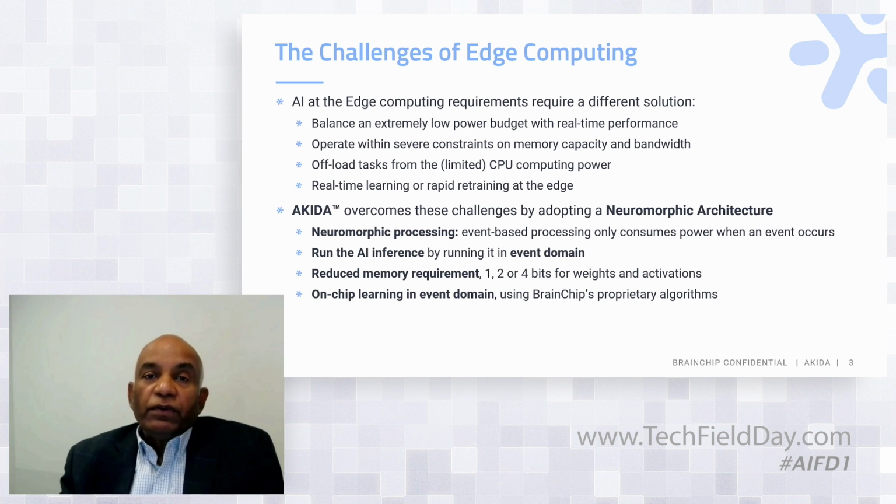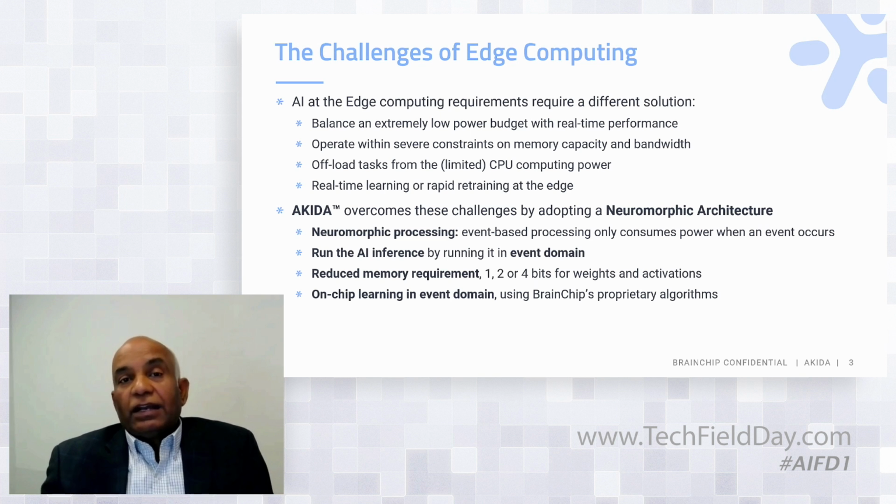Actually, going to neuromorphic architecture gives solutions to all of those problems. The first thing is, when you do neuromorphic processing, it means event-based. So only when events happen, you do computation. No events, no computation.